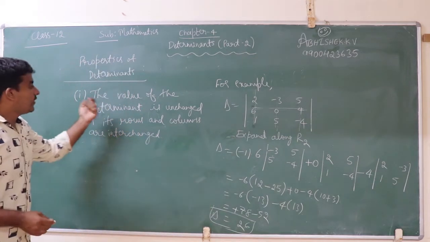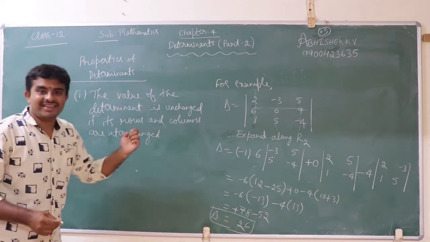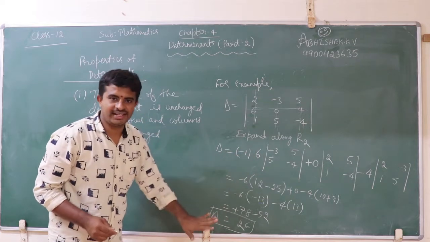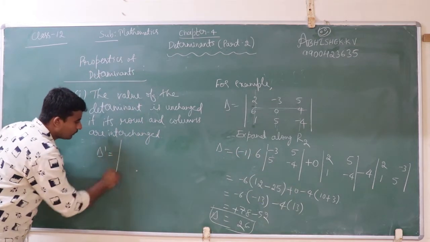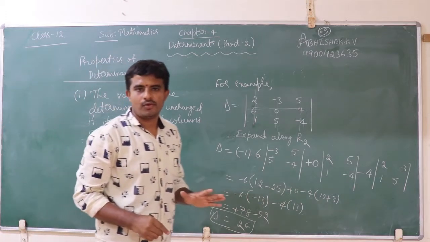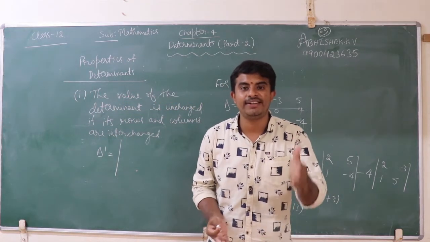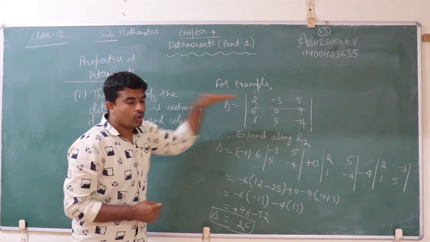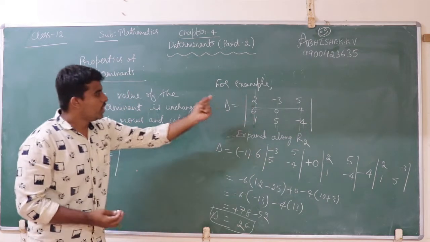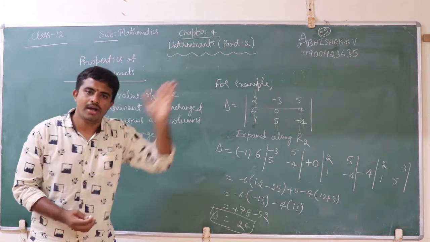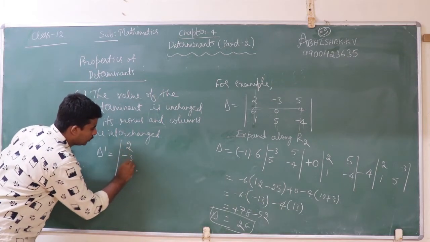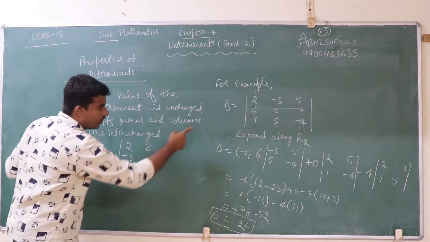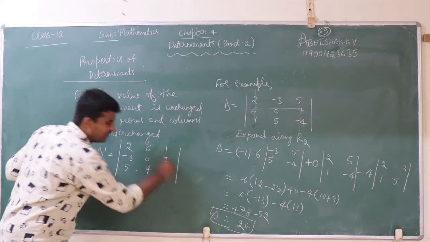What does the property say? The value of the determinant is unchanged if its rows and columns are interchanged. The value of the determinant is 26. Now I am going to interchange rows and columns. What is the meaning of changing rows and columns? It is the definition of the transpose of a matrix, right? So if I change rows to columns and columns to rows, 2 minus 3 5 is in the first row, I will change it into the first column, 2 minus 3 5. Similarly, 6 0 4, R2 changes to C2 and R3 changes to C3.